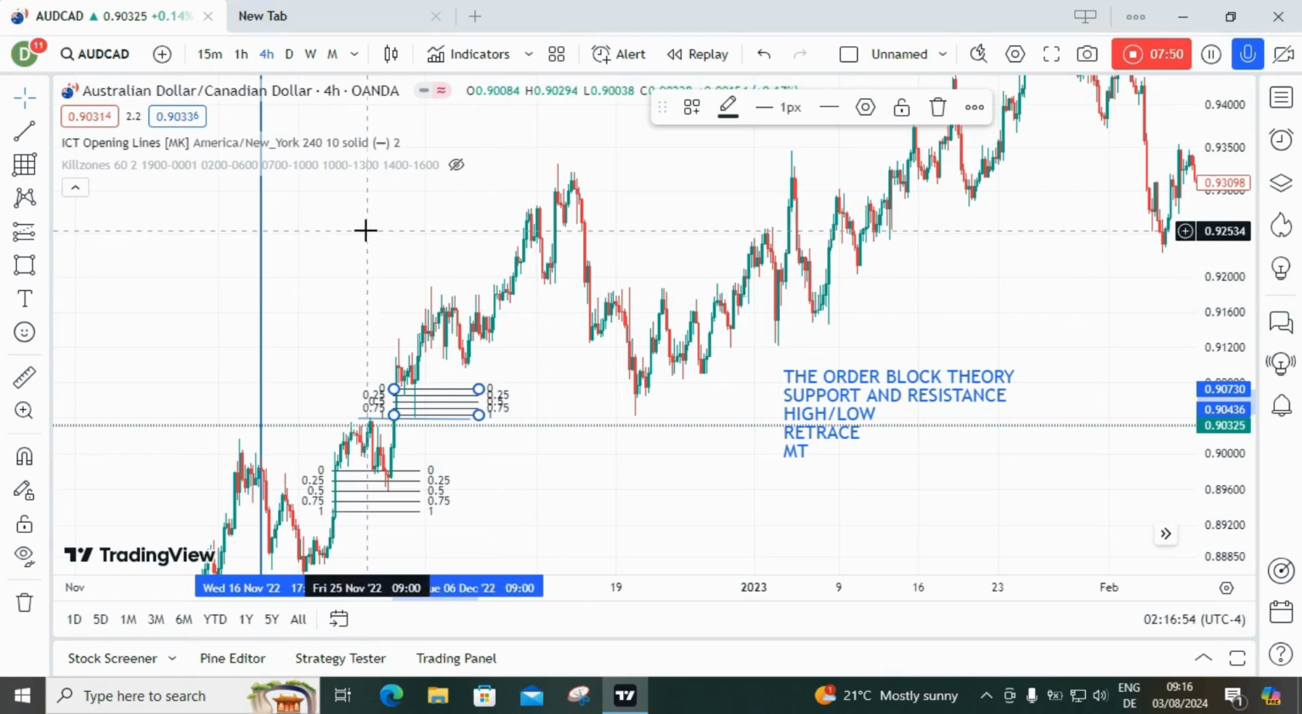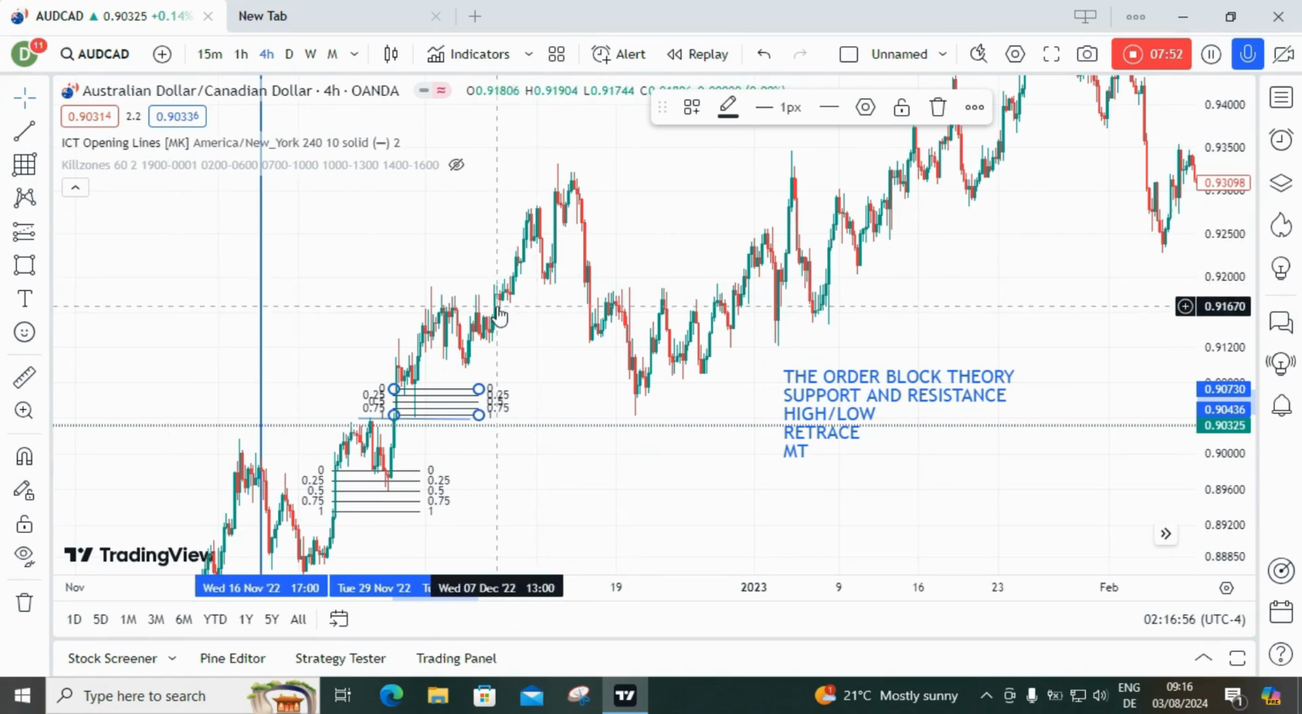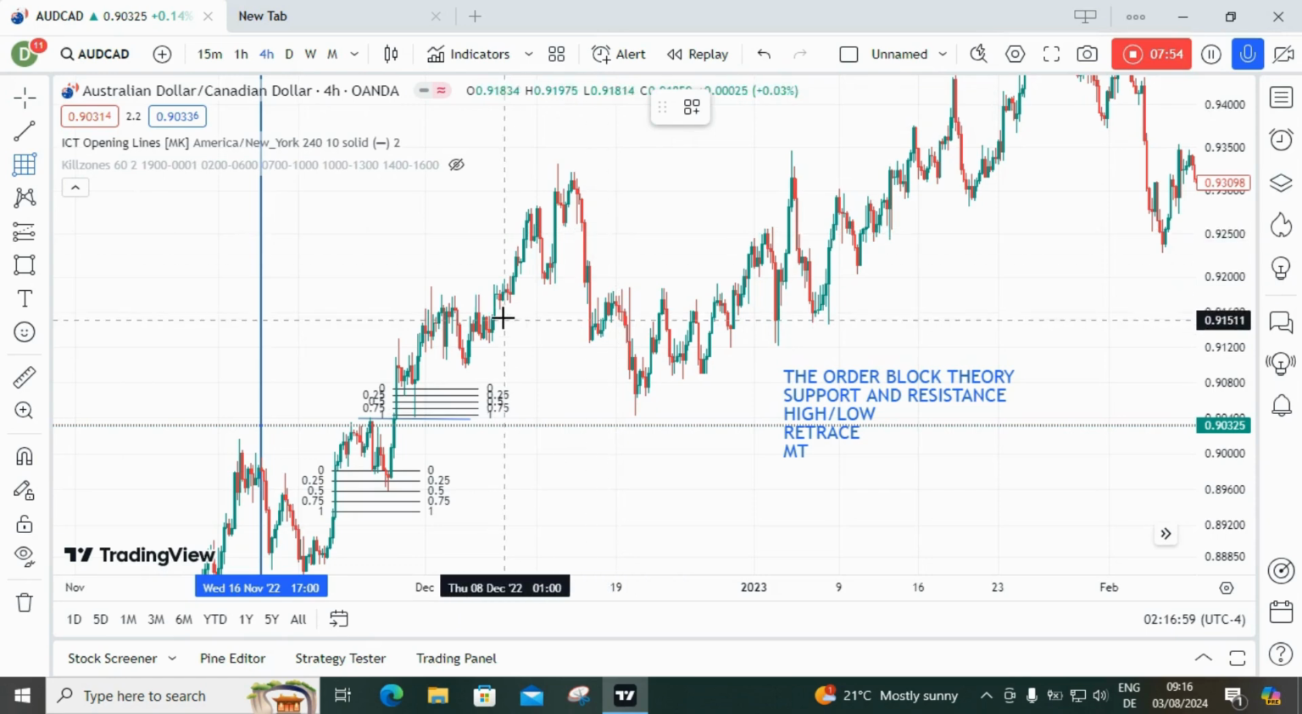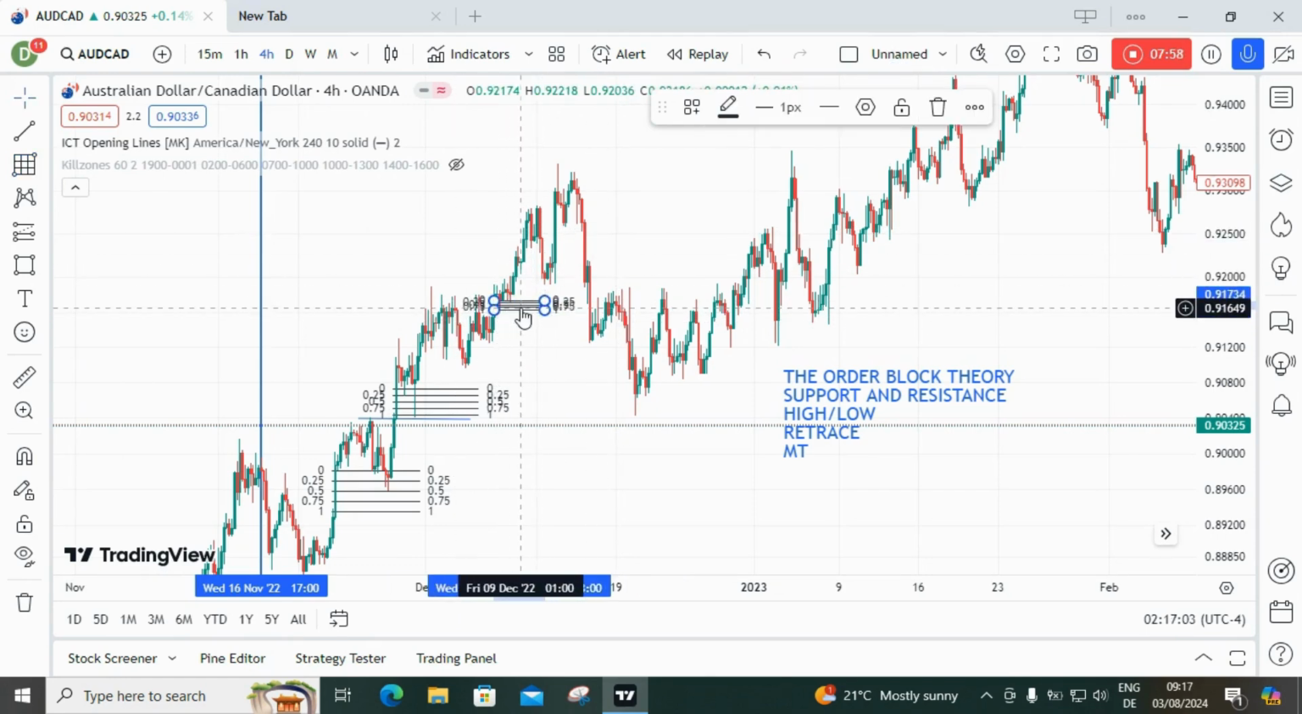So what did it do when it was leaving? It left a fair value gap here, broke the high of the previous candles. And what did it come to do? It came back to retest. So on retesting, it went higher.